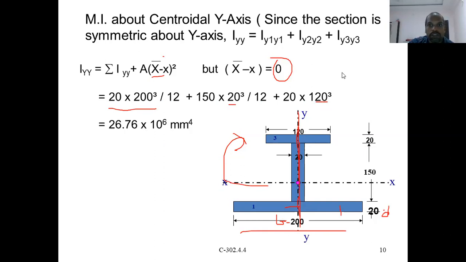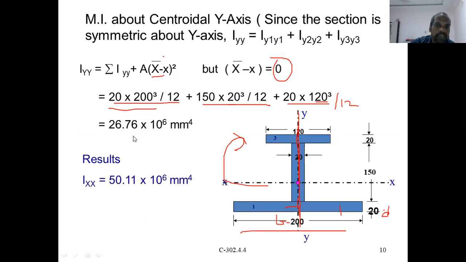Here the 12 is missing for this figure. Here the 12 is there, here the 12 is there. db cube by 12, db cube by 12, db cube by 12 for figures 1, 2, 3 respectively. Right, so use the calculator and calculate the moment of inertia about the y axis. Okay, so the results: at the end of your answers, at the end of writing your calculation, it is better to tabulate all the results asked in the question.